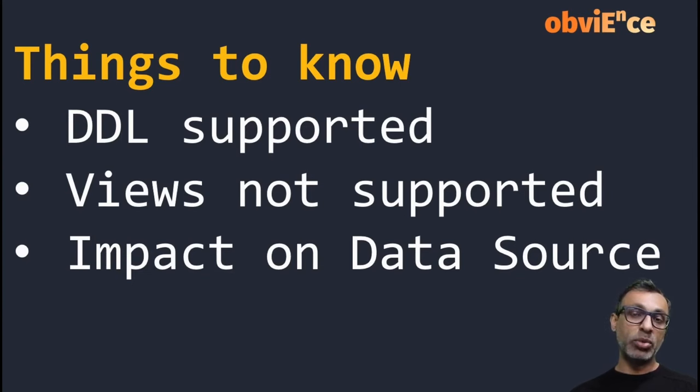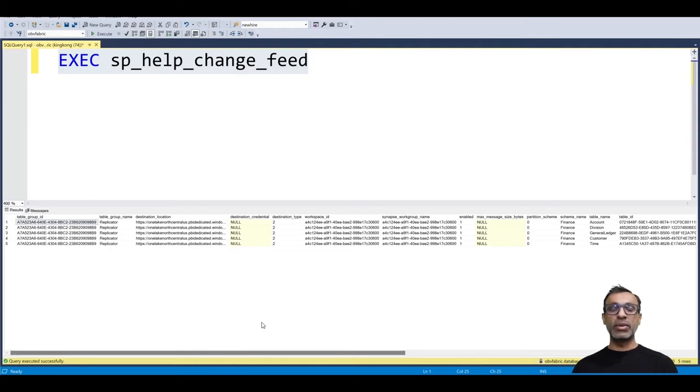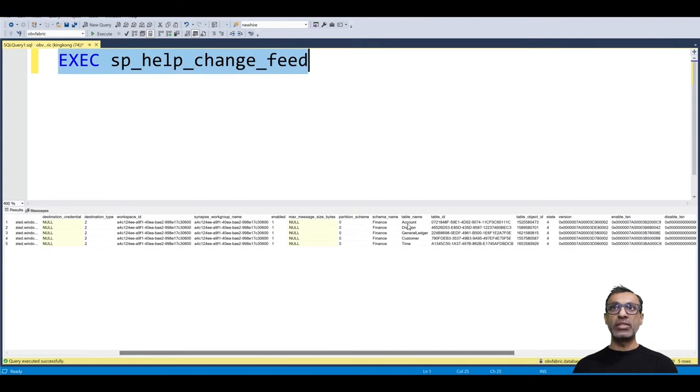And from the admin perspective, there are a few stored procedures and DMVs that are available, which will help monitor these data mirroring jobs. Let's try out some of these commands here. If I execute the stored procedure on my data source, it lists tables that are being mirrored and also the state. If the state is 4, it means everything is good. If the number is something other than 4, that means there is an error.